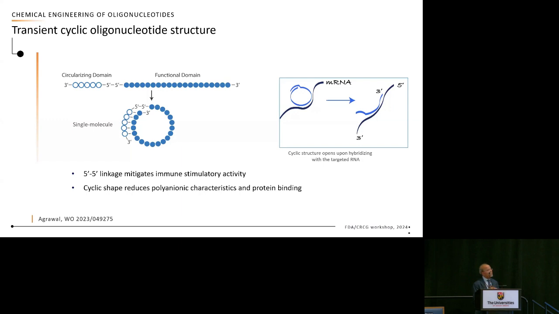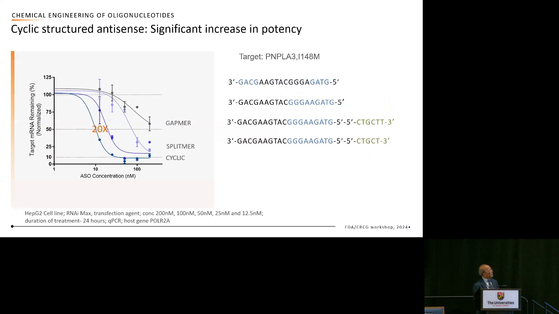So the region which is in the dark circles, they only will bind to the target, and that will force it to open at the site of action. So with this, we can see some data. If we take for one target, PNP-PLA3, the top one is a gapmer, which is widely used in the industry. We created this in the mid-90s.